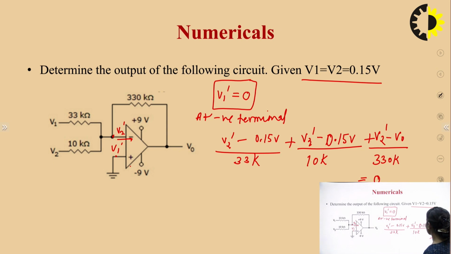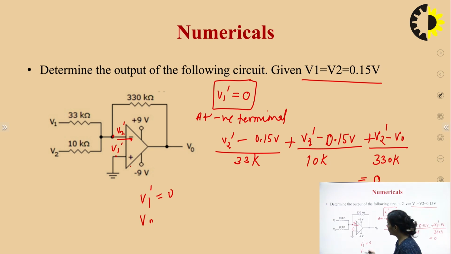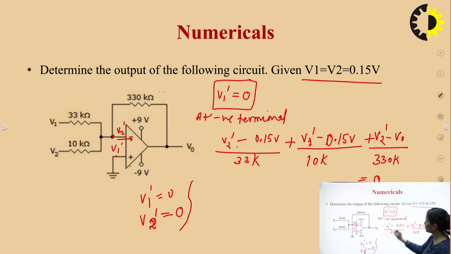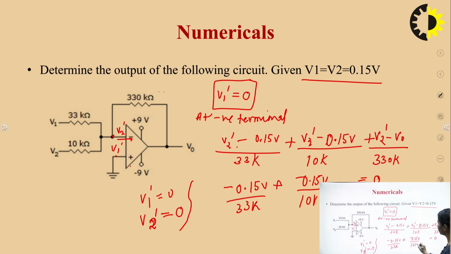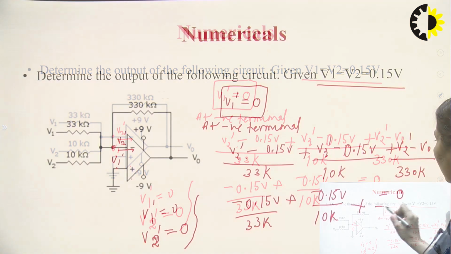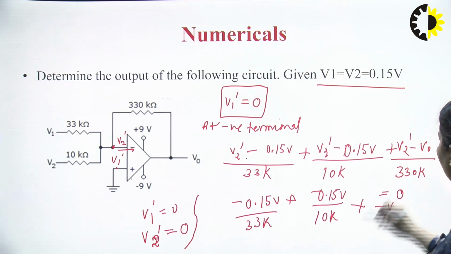Now let's solve this. Since V1' is 0 and using the concept of virtual ground, V2', that is the voltage at the inverting terminal, will also be 0 due to the virtual ground concept. So putting V2' equal to 0: (0 - 0.15 volts)/33K plus (0 - 0.15 volts)/10K plus, so we can take this on the other side.